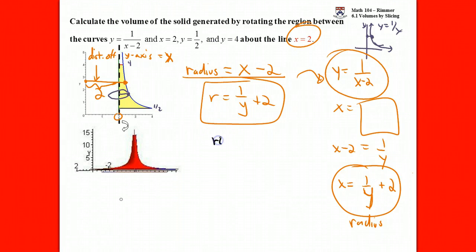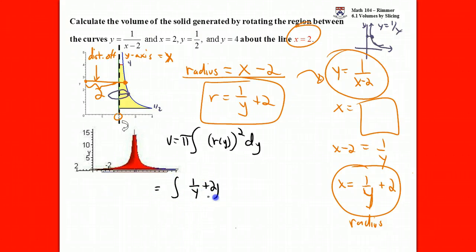Take r of y and square it, integrate with respect to y from some low point to some high point. Don't forget about pi. Okay, we're going to stop at the setup and then take a break. 1 over y plus 2, the whole thing squared. From what to what? What's the low point? Half. What's the high point? 4.